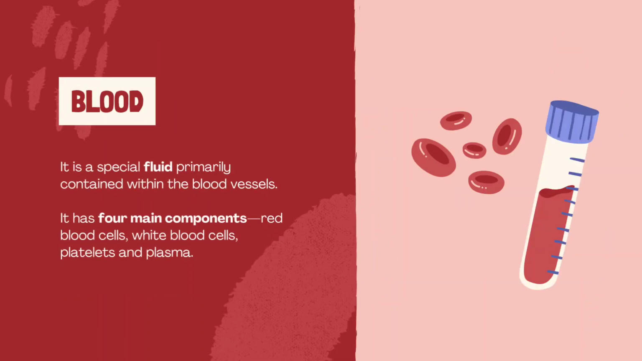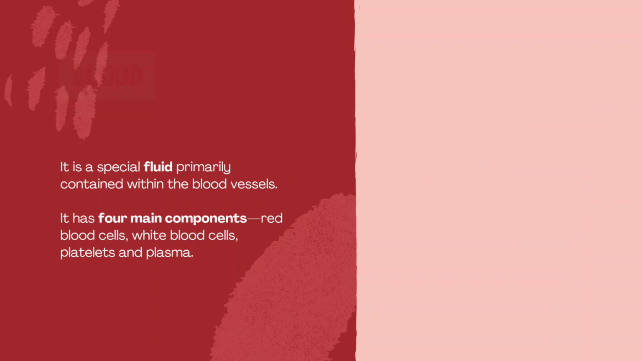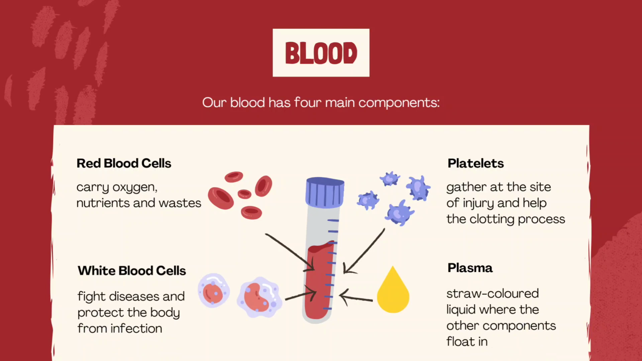Blood. It is a special fluid primarily contained within the blood vessels. It has four main components: red blood cells, white blood cells, platelets, and plasma. Red blood cells carry oxygen, nutrients, and wastes. White blood cells fight diseases and protect the body from infection. Platelets gather at the site of injury and help the clotting process.